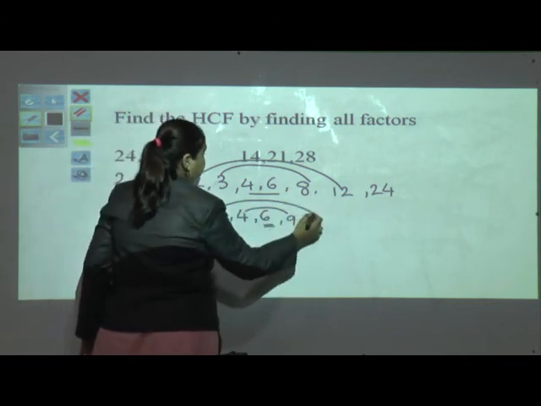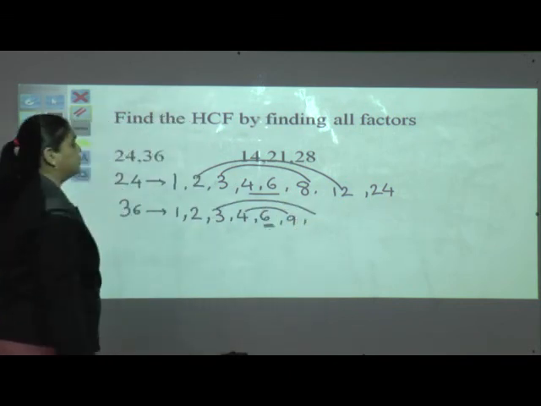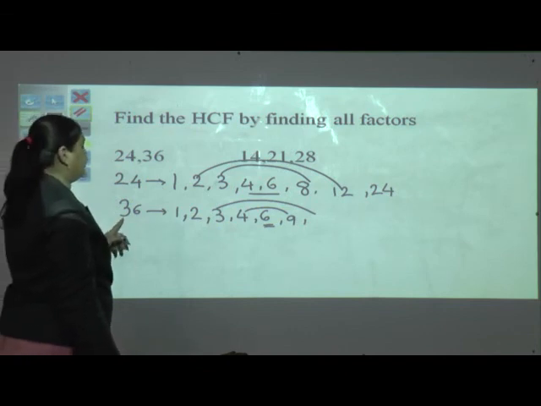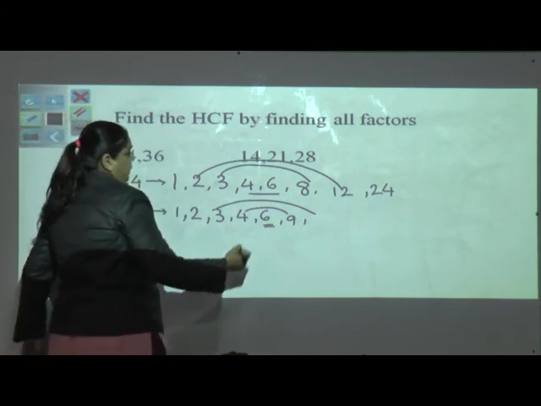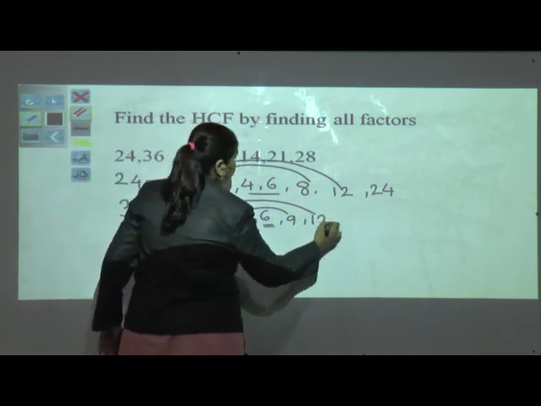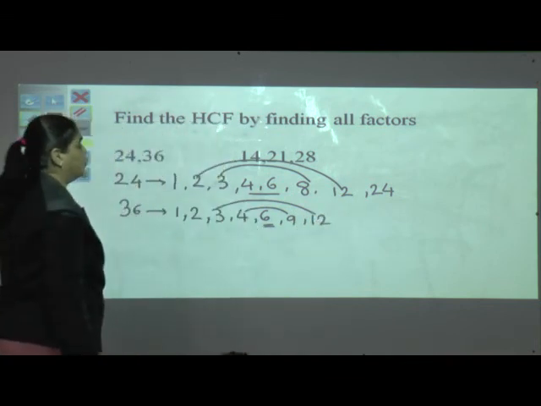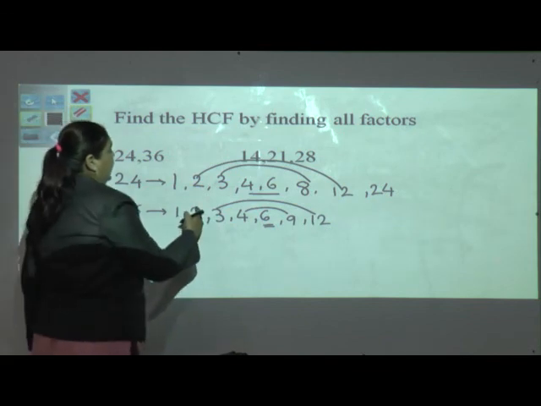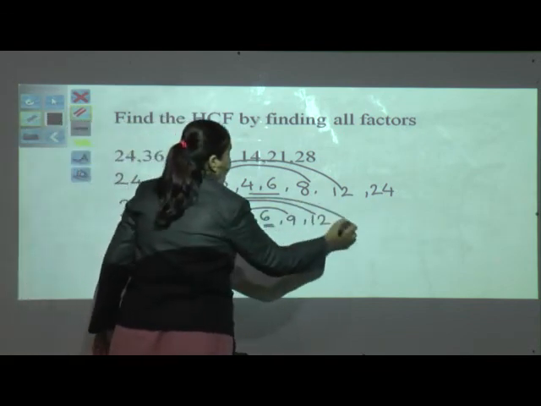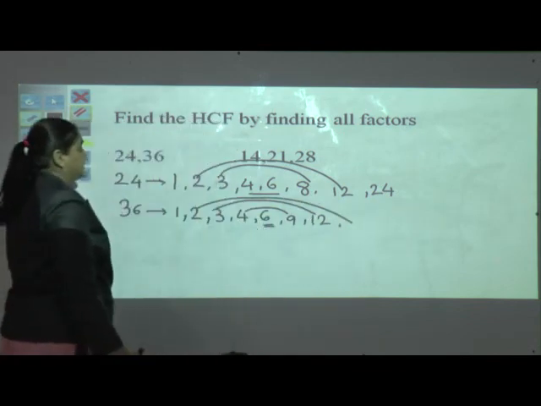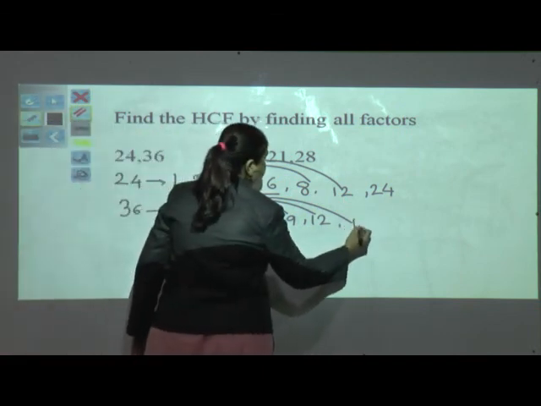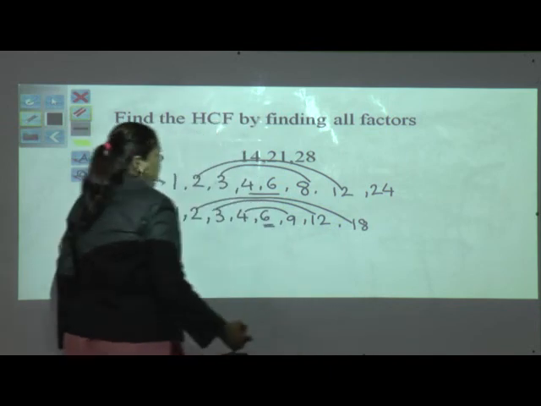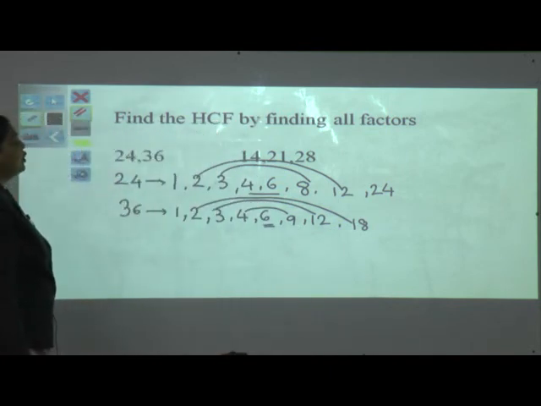And 3, how much are 36? Yes, you know the table. If you don't know, you can do the division there. So here we can say 3 1s are 3, and 3 2s are 6. So 12 3s are 36. And 2, how much are? 18 2s are 36. So this is what we had done.